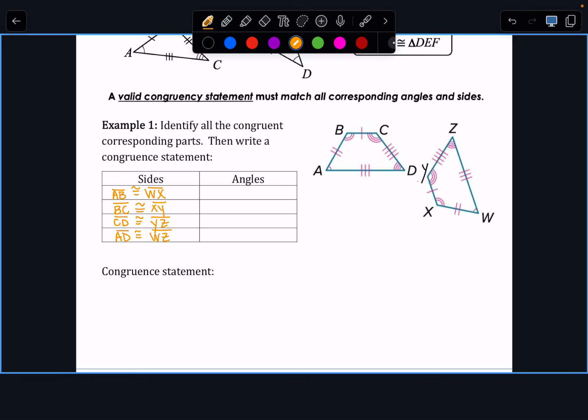And then our angles are a little bit easier to name because we just have to look at one letter at a time. Angle A is congruent to angle W. Angle B is congruent to angle X. Angle C is congruent to angle, what? Y, I meant Y. And angle D is congruent to angle Z. There we go.